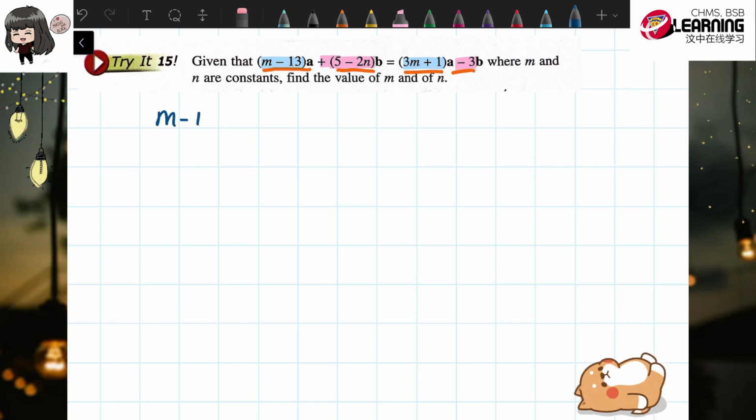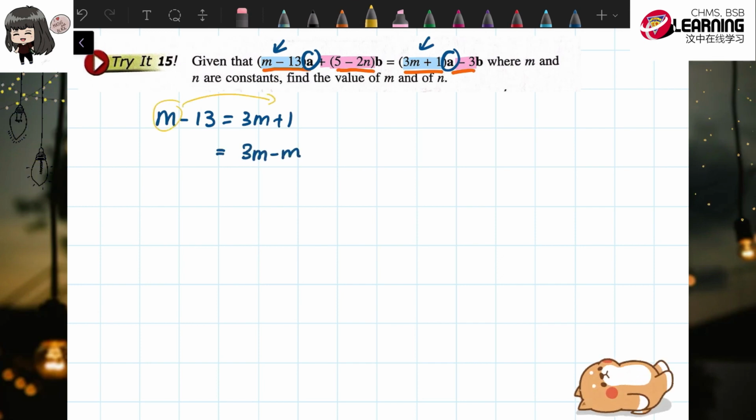So m minus 13 is equal to 3m plus 1. This one will be equal to this. You see the A and A, that's why you compare this one equals to this one. So to find this, 3m minus m, I move my m and I move my 1.